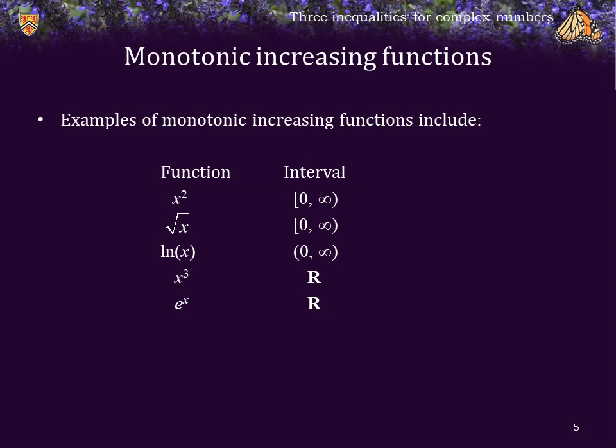Now, x cubed, on the other hand, its derivative is 3x squared. 3x squared is positive for all real values, and therefore x cubed is monotonic increasing for all values of x, and the same with e to the x. The derivative of e to the x is e to the x, and e to the x is greater than 0 for all real numbers. We are going to define the interval where the function is monotonically increasing as the domain of monotonicity.